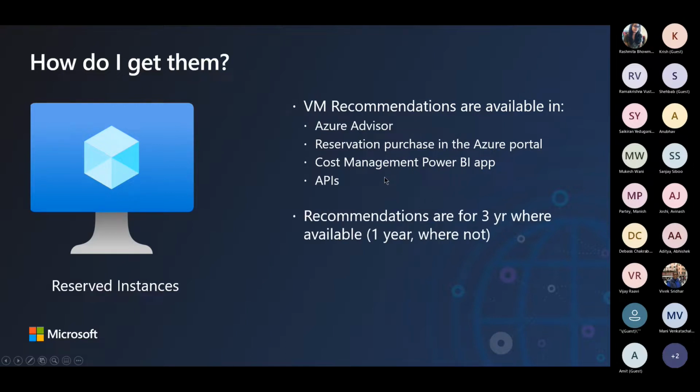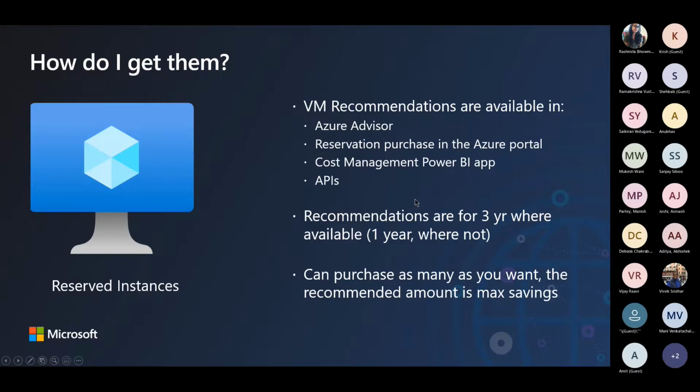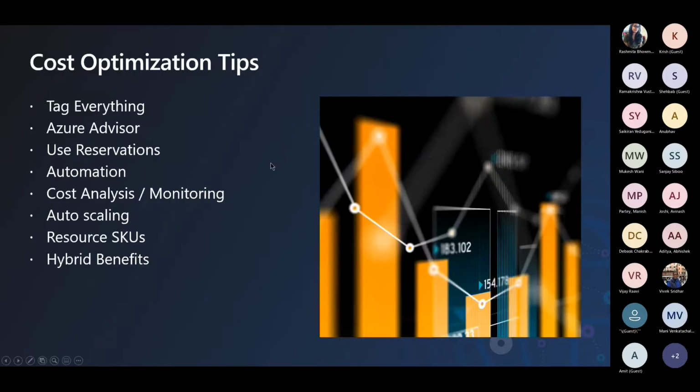So recommendations are again available. It's better to go for 3-year recommendations, right? And wherever it is not available, it's a 1-year recommendation. And you can purchase as many recommendations as you want, but the recommended amount which showcases in the Azure Advisor or the reservation portal is something which is going to give you the cost benefit. So that's pretty much about the Azure reservations.